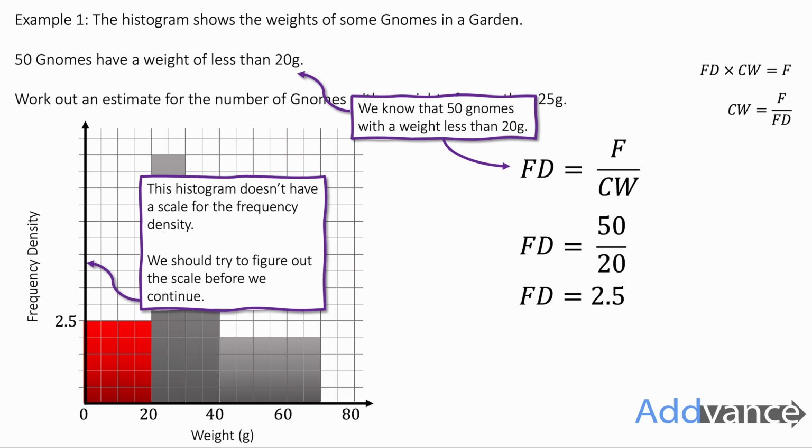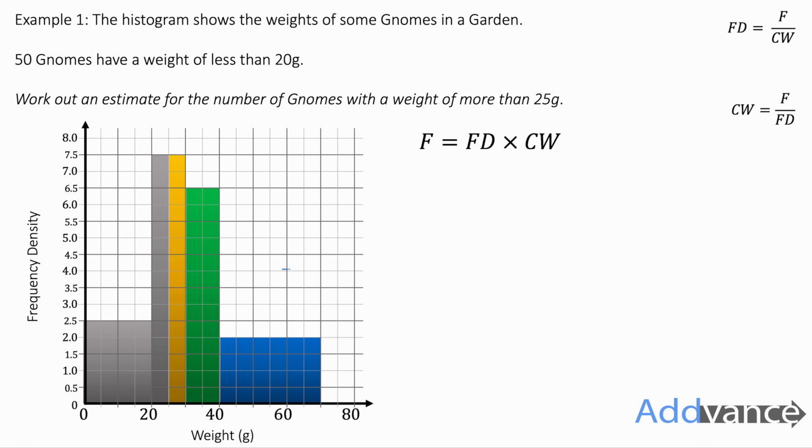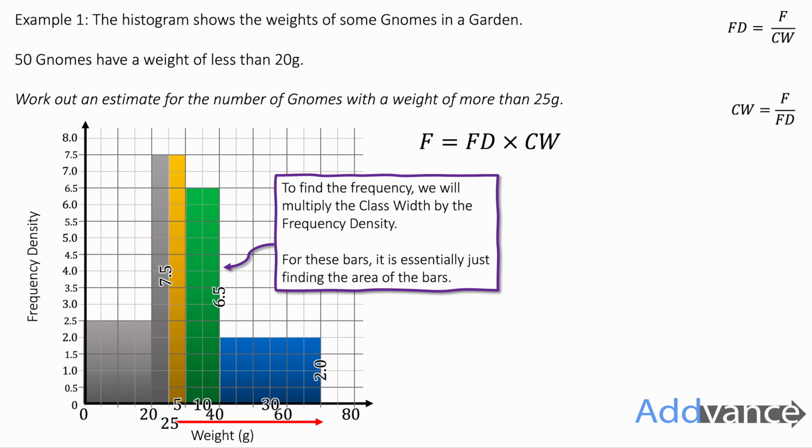Now it's just a matter of filling in the gaps on the frequency density scale, and it fills in like this, where we've used a 2.5 to place each other number. Good. But now we want to find the number of gnomes with more than 25 grams of weight. And so 25 grams is here on the frequency density. And we're going more than that. It's that yellow bar, the green bar, and the blue bar. And just notice the yellow bar is a bigger bar that's split into two, because we wanted to start at 25, not 20.